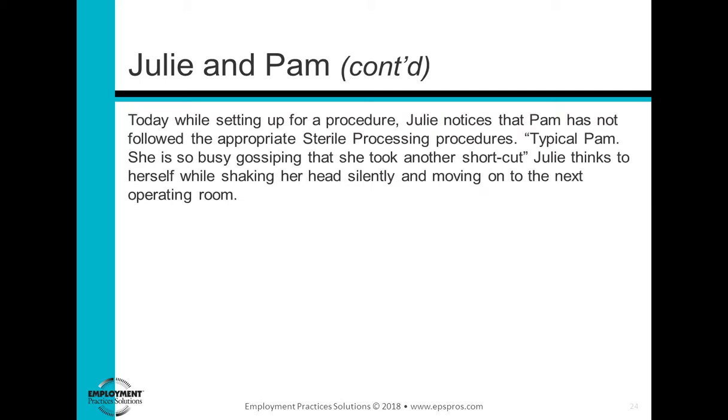While setting up for a procedure today, Julie notices that Pam has not followed the appropriate sterile processing procedures. Typical Pam, she thinks. She's so busy gossiping that she took another shortcut. Julie's thinking this to herself while she's shaking her head silently and moving on to the next operating room.